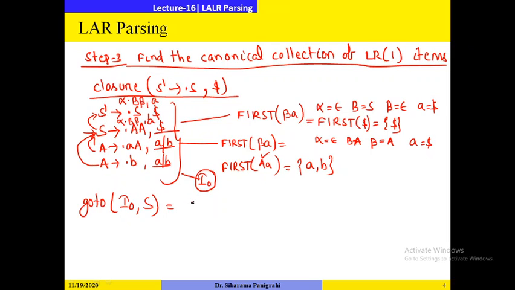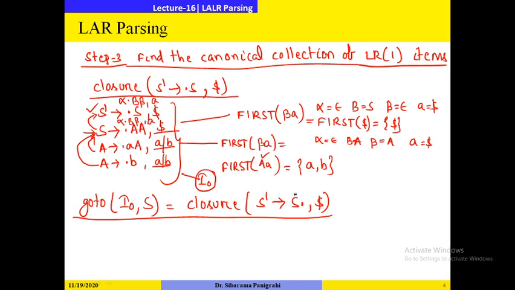So it is nothing but closure of. I have to compute the closure of S dash gives S dot comma, whatever is in this production, dollar. I have just shifted the dot, which means I have processed the symbol S. So in this closure you will get S dash gives S dot comma dollar. So this is item number 1.